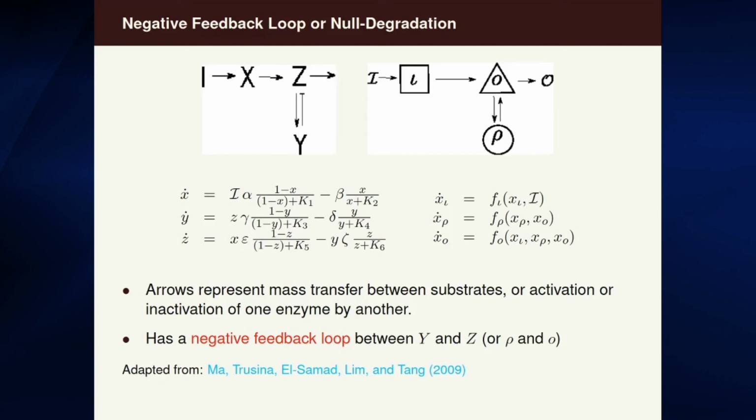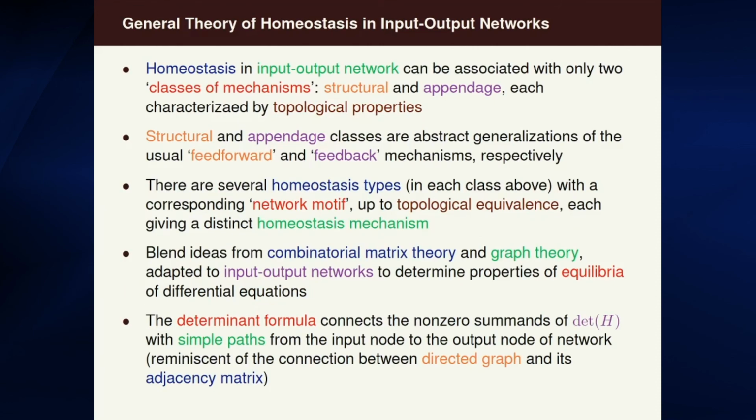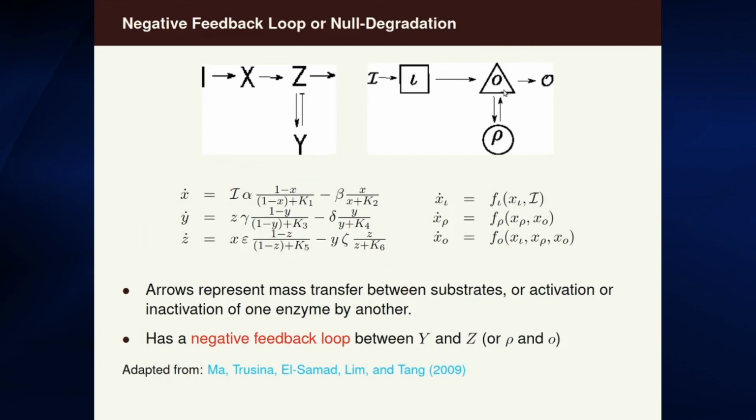We provide a complete answer to this question by developing a general theory of homeostasis in input-output networks, where homeostasis can be associated with only two classes of mechanisms. We define two general classes of mechanisms that we call structural and appendage, and each one of these classes is characterized by topological properties, which means that you can read these properties from the graph of this general abstract network.